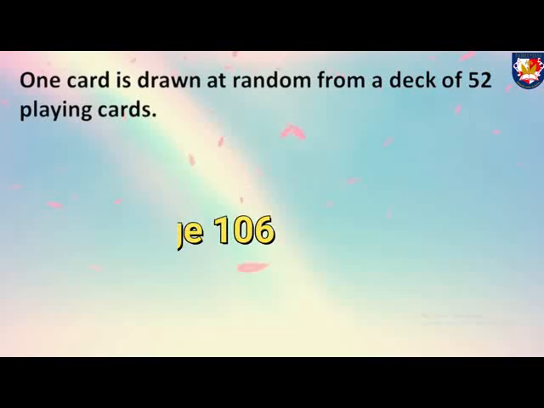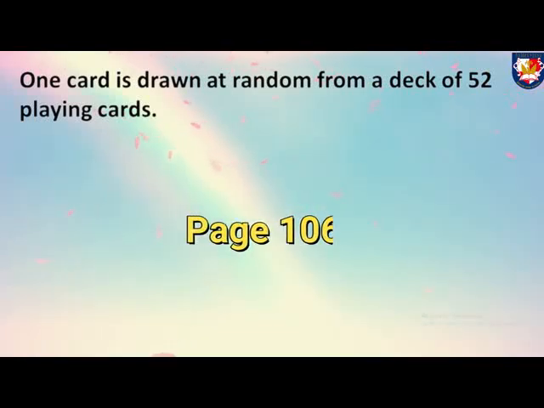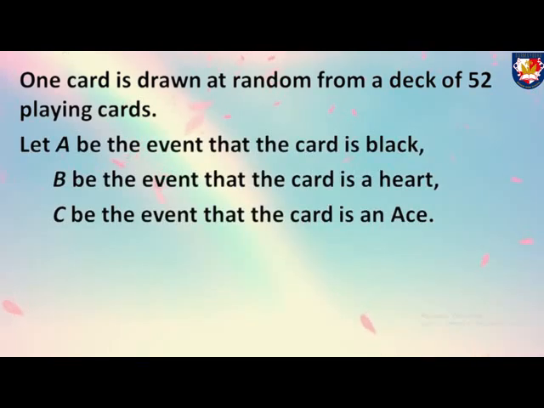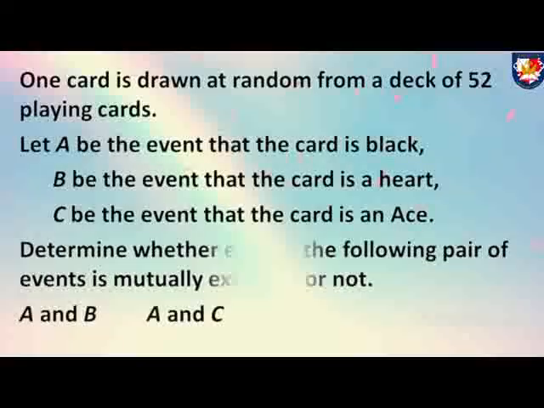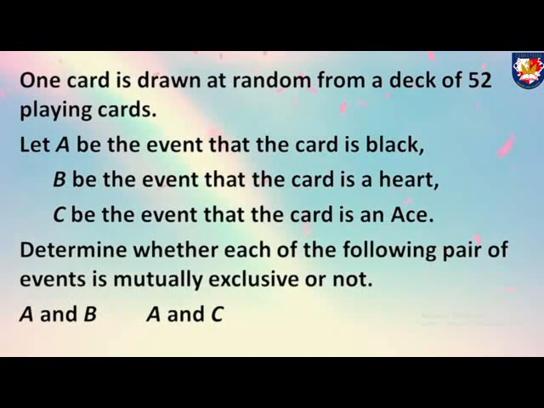So, next example. One card is drawn at random from a deck of 52 playing cards. Event A is the card is black. Event B is the card is a heart. Event C is the card is an ace. Remember, this is a complete deck of 52 cards. Determine whether each of the following pairs of events is mutually exclusive or not: A and B, and then A and C.